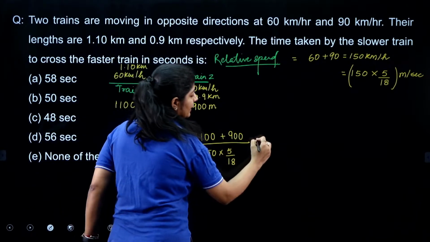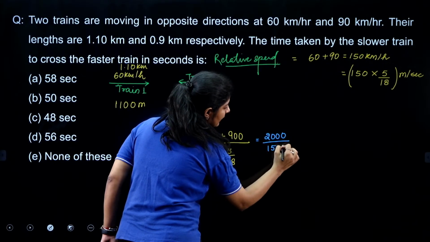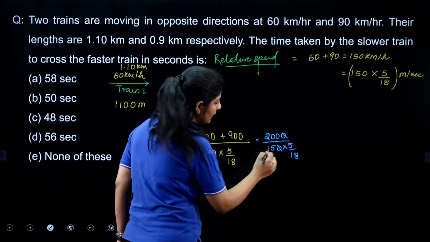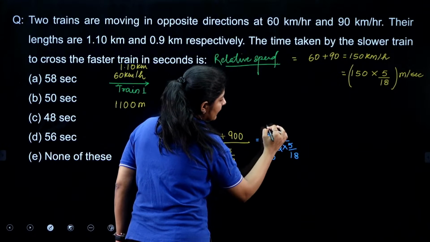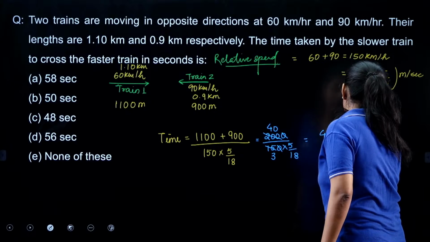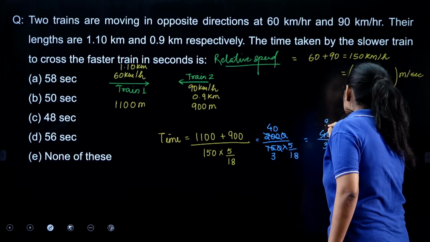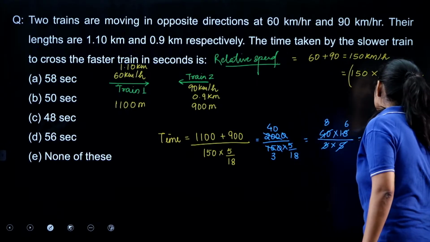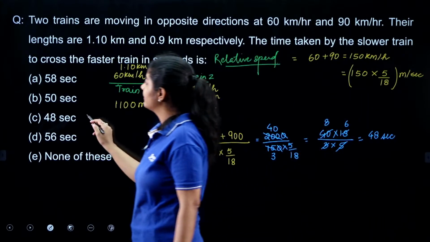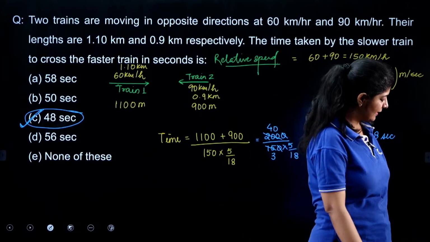So here we are getting 2000 divided by 150 into 5 by 18. So this 10 and 10 is eliminated. Here we are getting 3 and here we are getting 40. Now we can write it as 40 into 18 divided by 3 into 5. So here we are getting 8 and here we are getting 6. That means the train is taking 48 seconds. Option number C is the correct one.